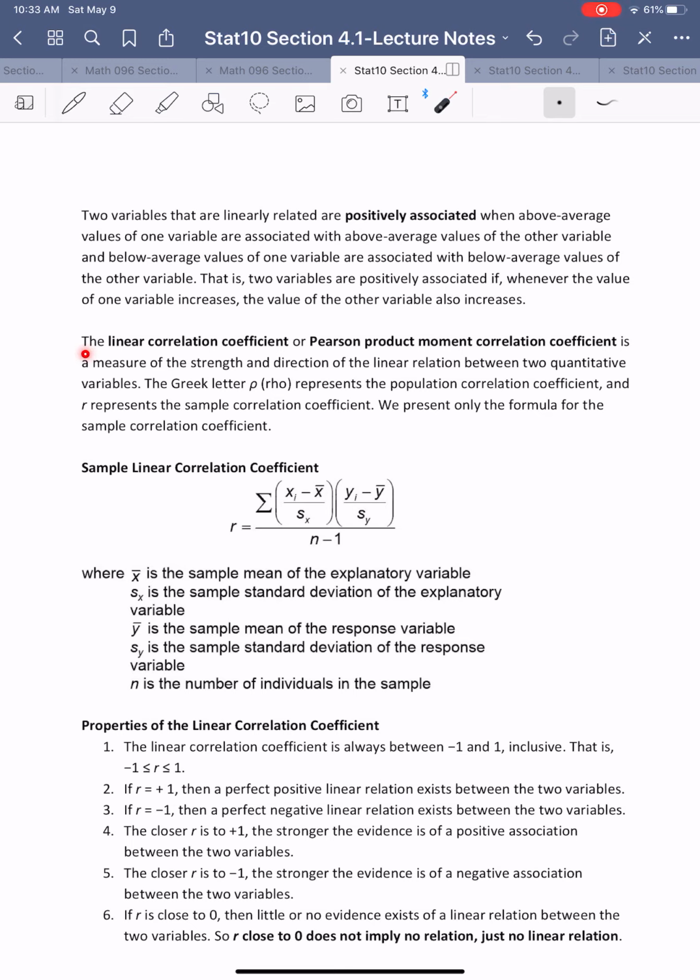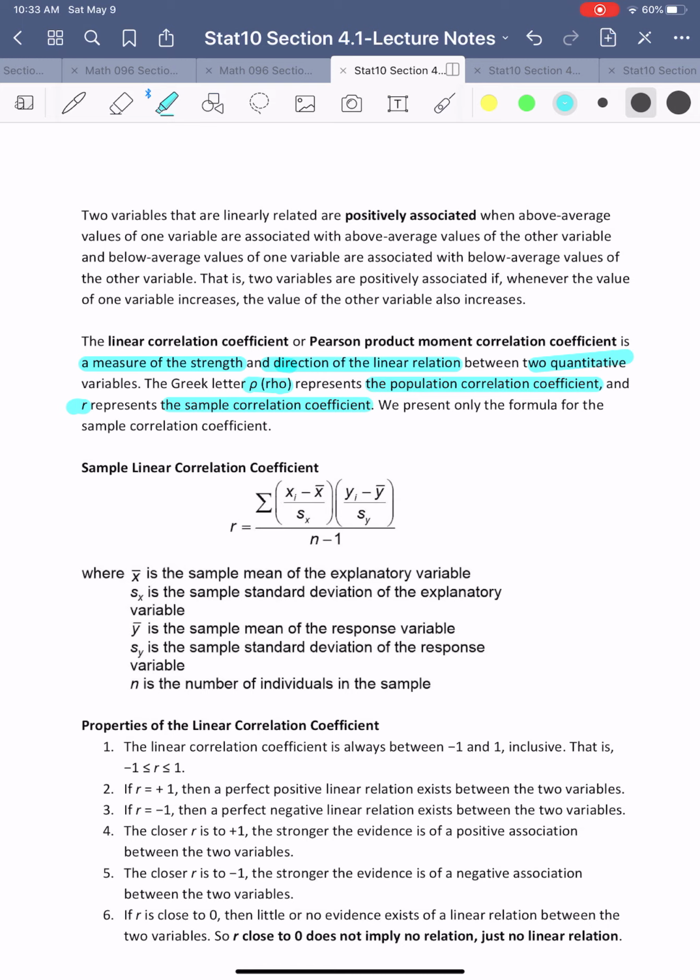The linear correlation coefficient, or Pearson product moment correlation coefficient, is a measure of the strength and direction of the linear relation between two quantitative variables. We use the Greek letter rho to represent the population correlation coefficient, and r to represent the sample correlation coefficient. We present only the formula for the sample correlation coefficient.